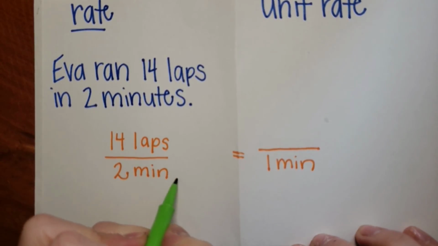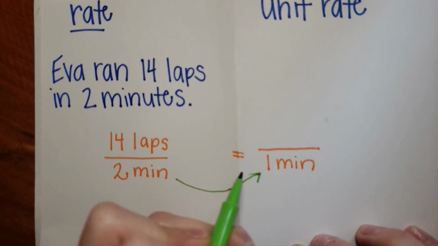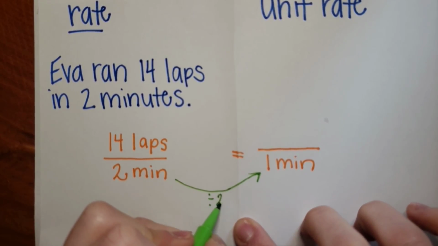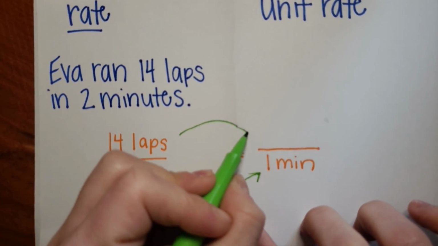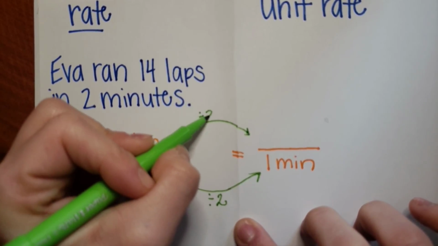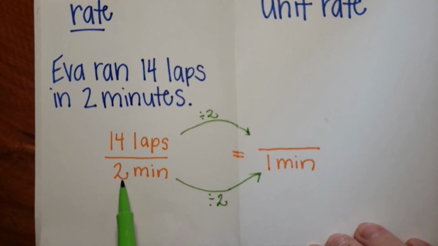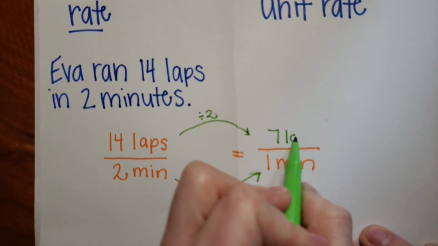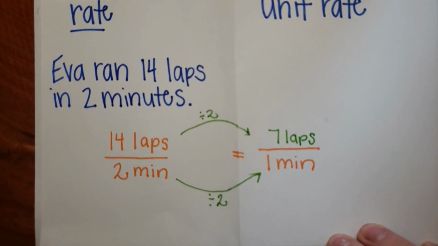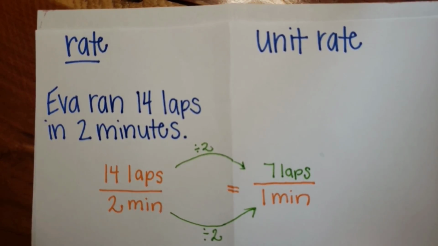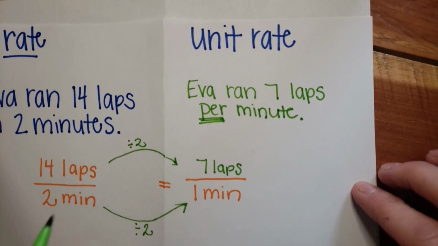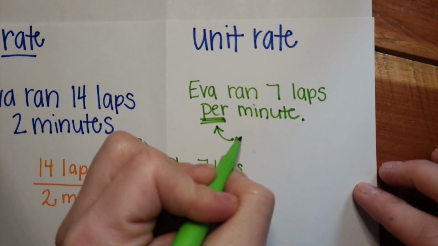So from 2 to 1, we are dividing in half. Okay, so dividing by 2. And we're going to do the exact same thing at the top. You guys remember doing this in class? I hope so. So 2 minutes divided by 2 gives us 1 minute. 14 laps divided by 2 is going to give us 7 laps. So our unit rate for this problem is that Eva ran 7 laps per minute. And remember that per means 1.